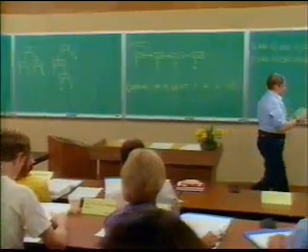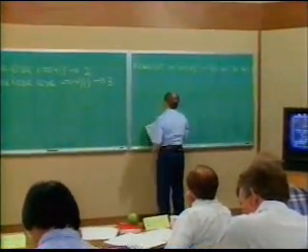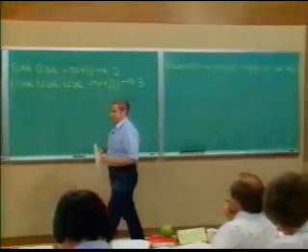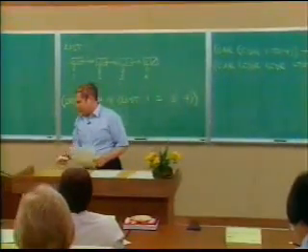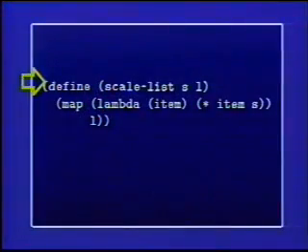And I could define scale list in terms of map. Let me show you that first. Scale list, another way to define it, is just map along the list by the procedure which takes an item and multiplies it by S. So this is really the way I should think about scaling a list. Build that actual recursion into the general strategy, not into every particular procedure I write.